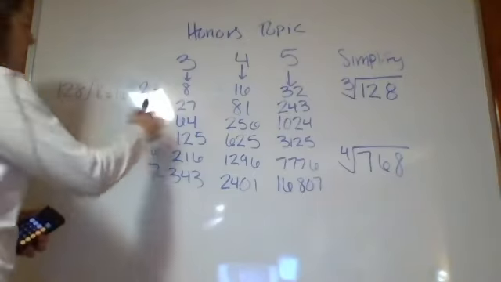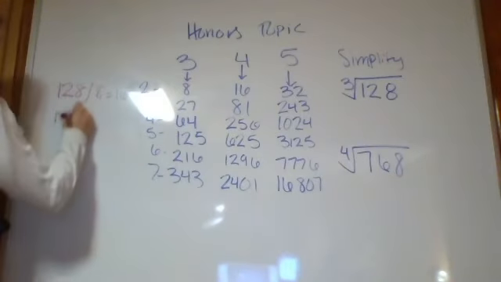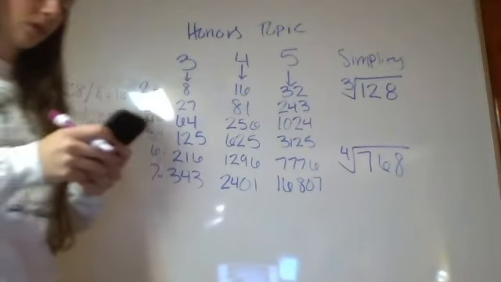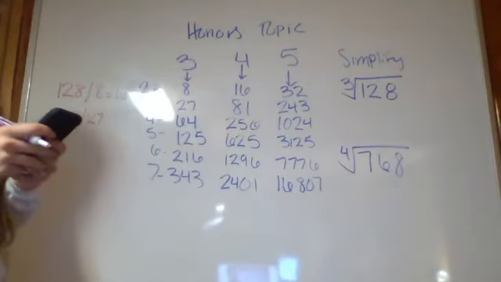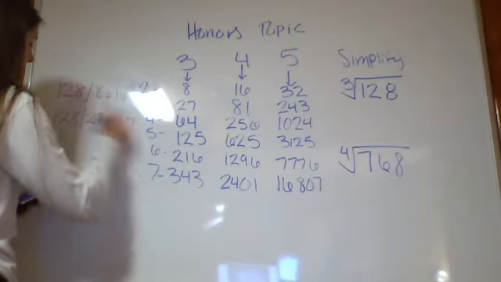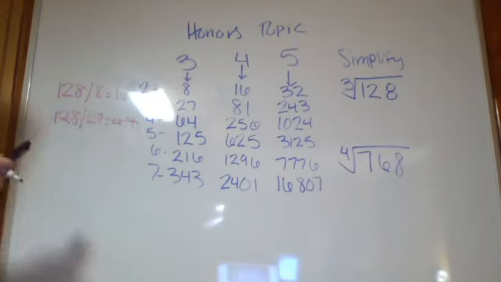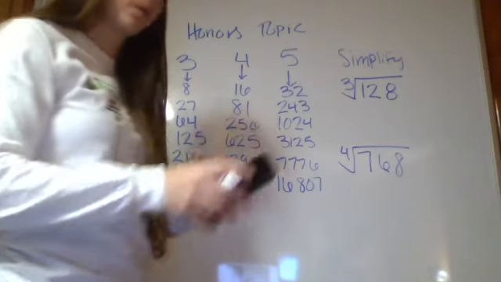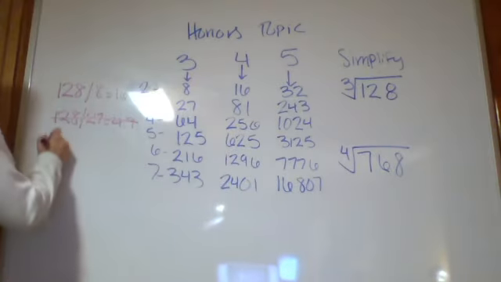So let's say, well, what about 128 divided by 27? 128 divided by 27, that's a decimal. So that one's out. 128 divided by 64 is 2.